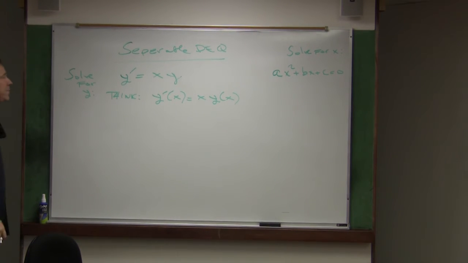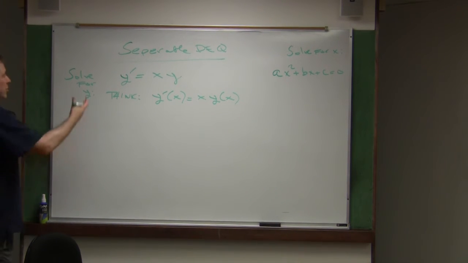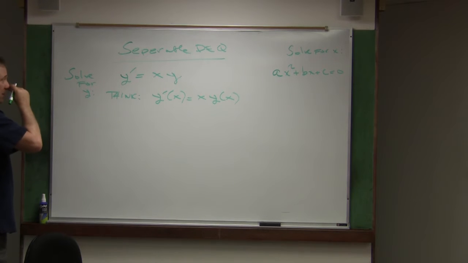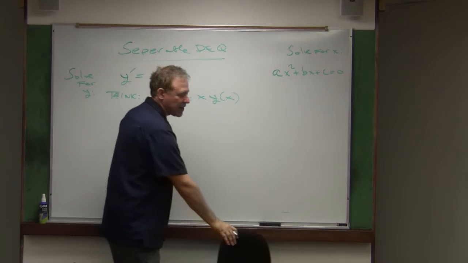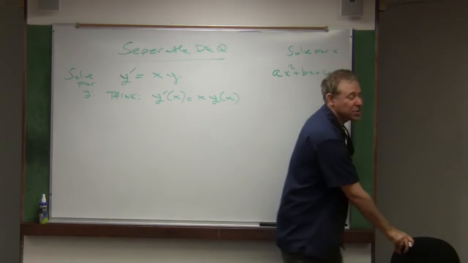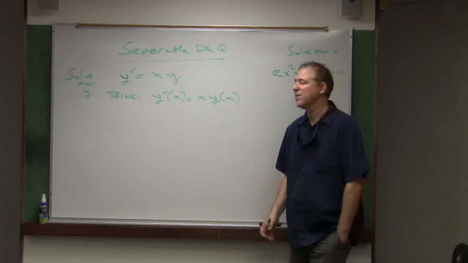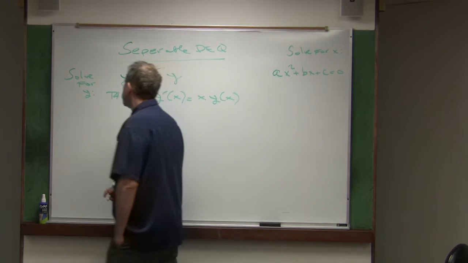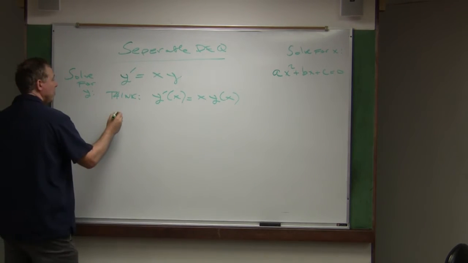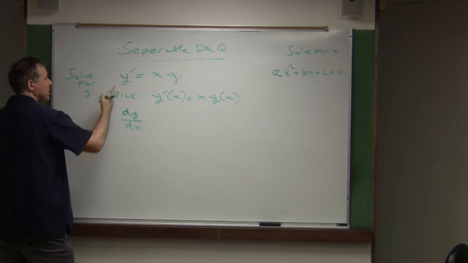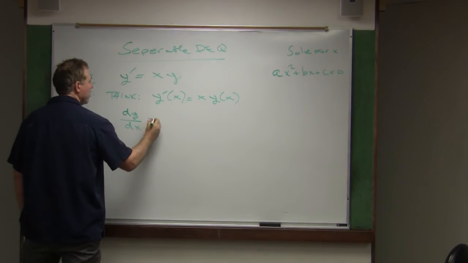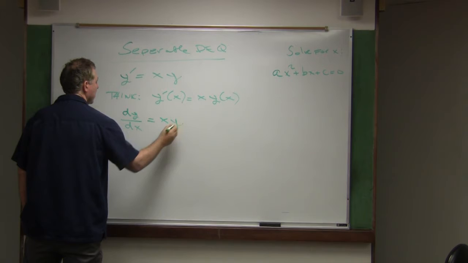Now, we're going to use a little trick to solve something like this. And I'll justify the trick after I show you the trick. So I'm going to show you the trick, and then I'm going to justify the trick. Okay. So we're going to use the notation dy over dx for y prime instead of the prime notation. I'm going to rewrite it like this.